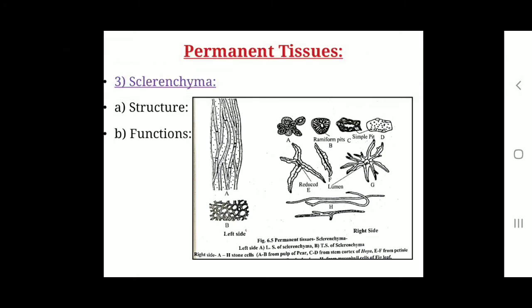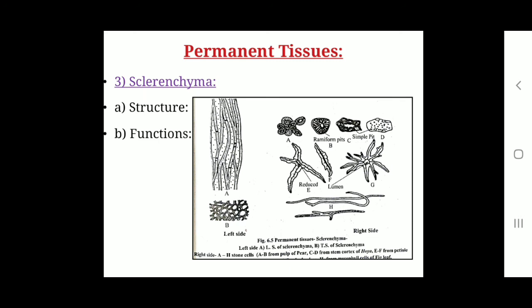The cells are isodiametric and have thick walls. They may be rounded, polygonal, short, cylindrical, or irregular in shape. The stone cells are dead with a narrow lumen. The walls are lignified, sometimes suberized with simple pits. They occur singly or in groups among the parenchyma. They are mostly present in the cortex and phloem. If they are present in fruits and seeds, they are called grit cells.